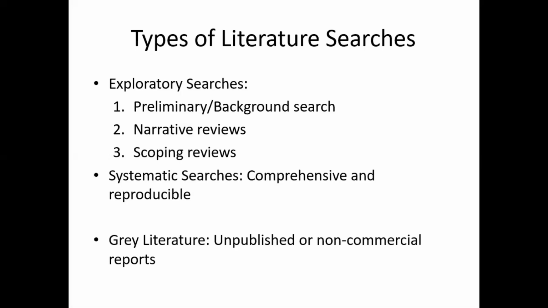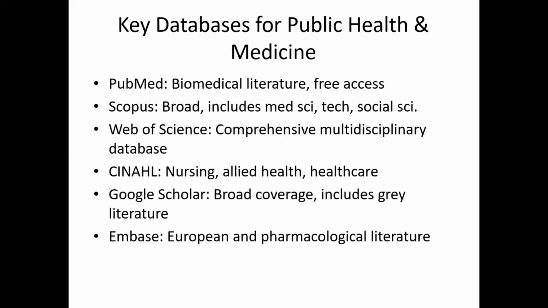So we've looked at why literature searching matters and the various types of literature searches. So how do we do these searches? We use various databases, and here we'll be focusing on public health and medicine. So there's PubMed. I'm sure all of us have heard of PubMed. It's open access, it's free, and it focuses on biomedical literature.